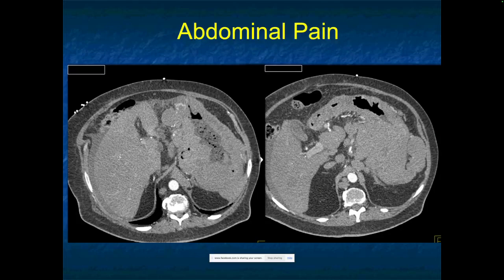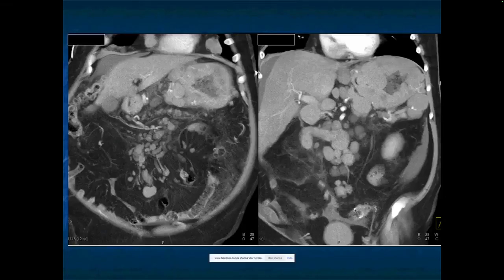Another case in the stomach, abdominal pain. There's marked thickening of the stomach. There's extensive adenopathy by the celiac axis and porta hepatis region, and there's ascites around the liver. When you look at the coronal views, you better see the ascites around the liver. Look at all of those bulky nodes in the mesentery, and look how thick the stomach is.